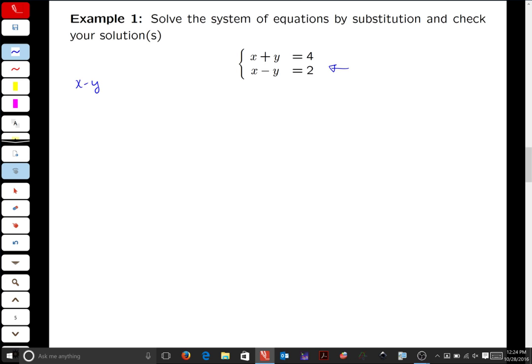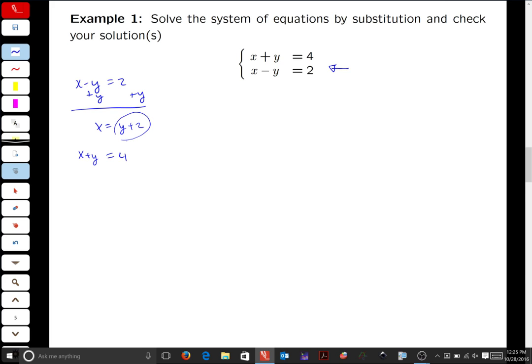So I have x minus y equals 2. If I add y to both sides, I get x is equal to y plus 2. There's no particular reason for me to do that, except I happen to not really care for minus signs that much. So I much prefer to keep things positive if I can. So solve this for x. Now I'm going to plug it into the second equation, which is x plus y equals 4.